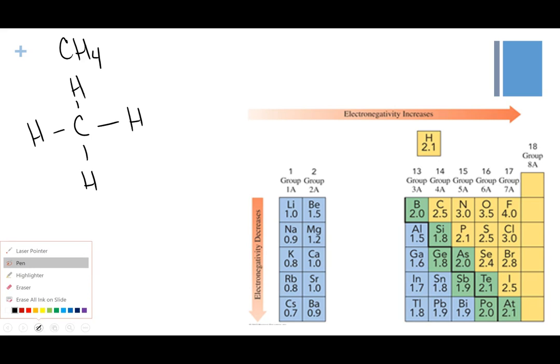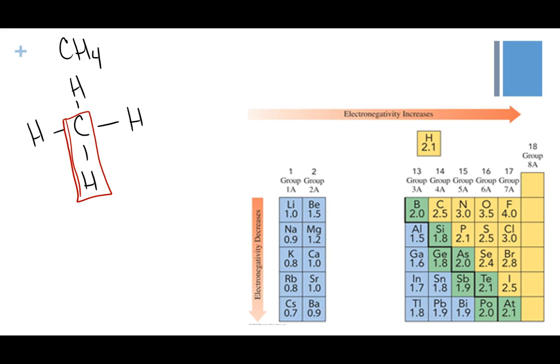Next step is determine, is this a polar molecule? So two things we got to look at. We got to isolate this bond right here. Carbon-hydrogen bond equals pure covalent, or they're sharing them equally. Okay, so non-polar. So we've already got one no.